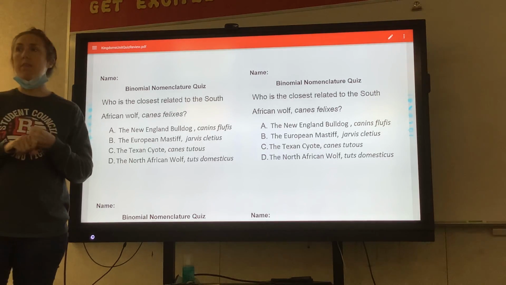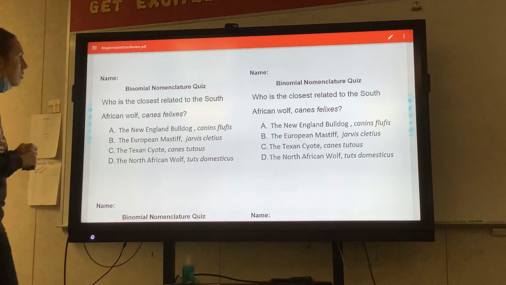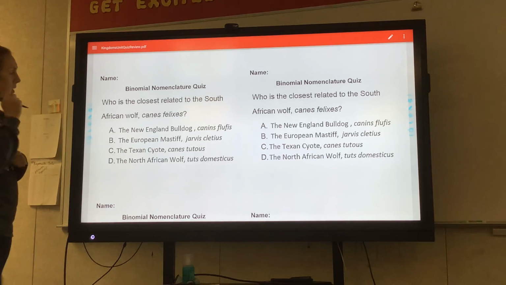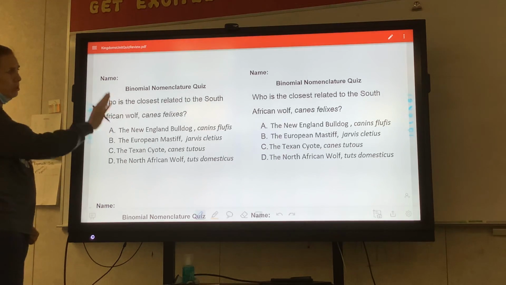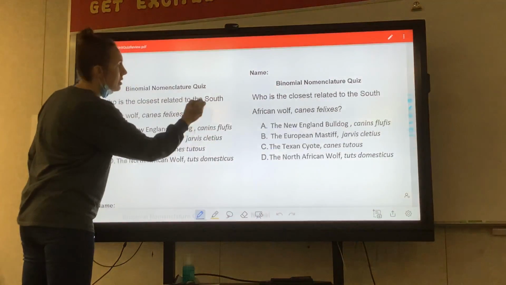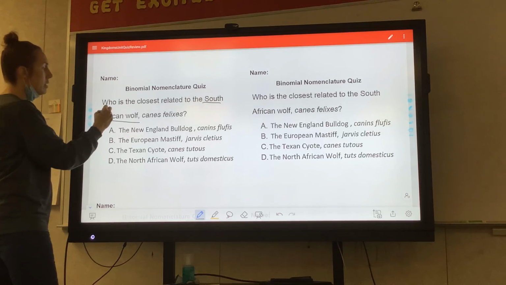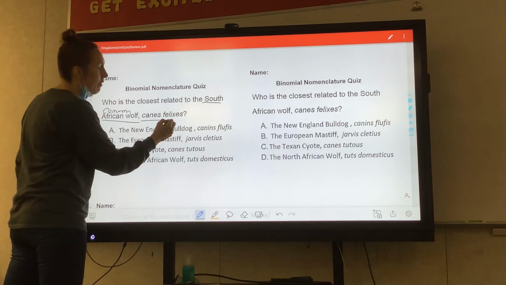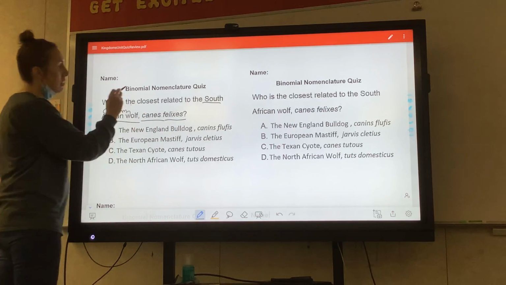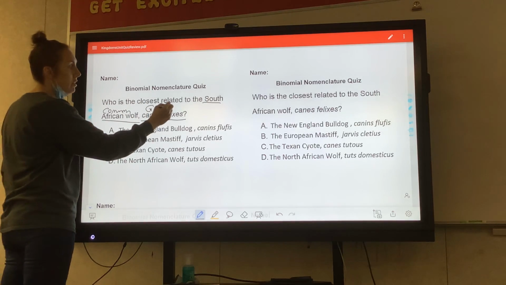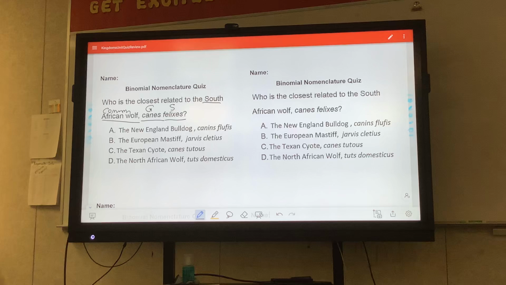And then we watched the King Philip video. The first thing the King Philip video taught us was what binomial nomenclature was, which is how we name things, and what we need to look for. So for example, who is the closest related to the South African wolf? South African wolf, this is its common name, okay? But the Canis felixus, this is its scientific name. Remember, the Canis comes from the genus, the Felixus comes from the species, okay?